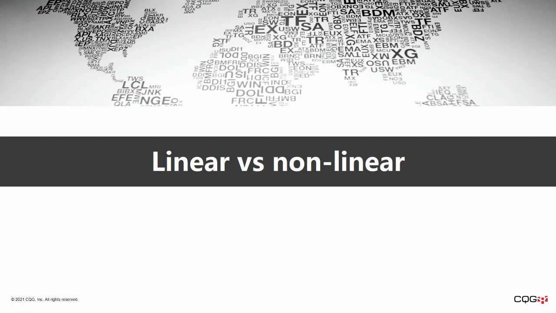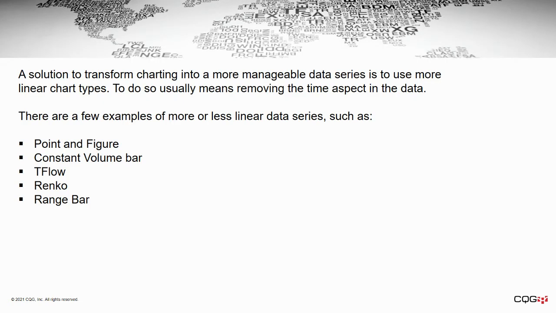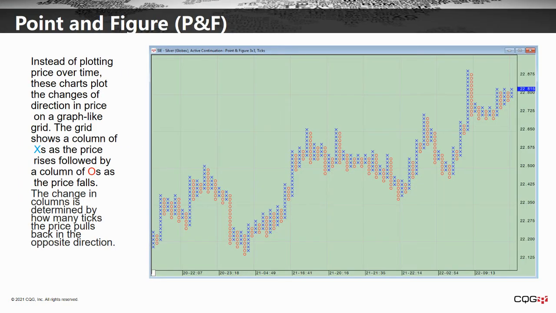The solution to transform charting into a more manageable data series is to use more linear chart types. To do so usually means removing the time aspect in the data. There are a few examples of more or less linear data series, such as point and figure, constant volume bar, T-flow, Renko, and range bar. We're going to start with point and figure.